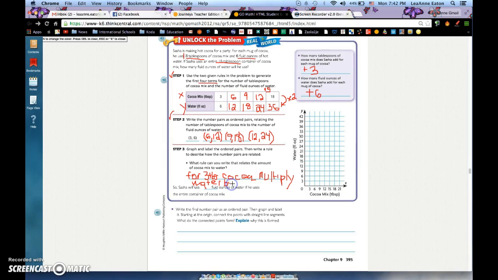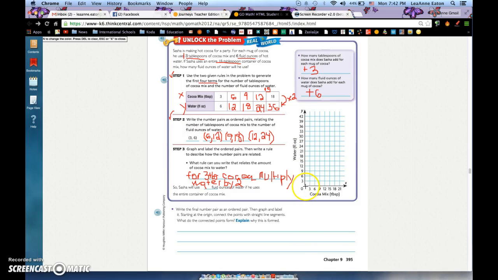By 2. Alright, so for 3 tablespoons of cocoa, multiply water by 2. And then we just have to graph our ordered pairs. And it's quite easy because they've already labeled it. Our X is our cocoa mix, our Y is our water.